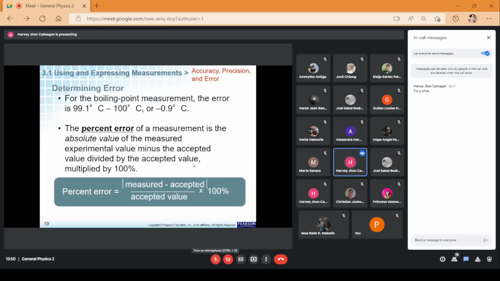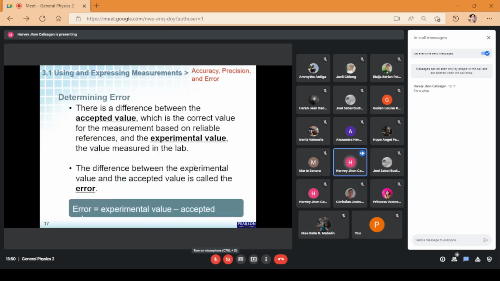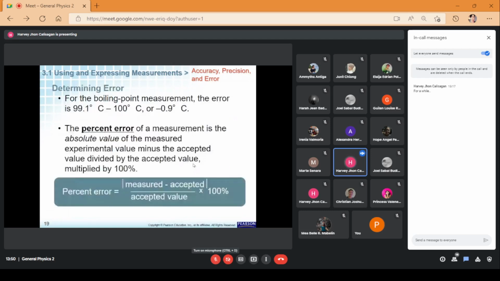All we need to do is to subtract. So we have 99.1 degrees Celsius as our experimental value, and of course our 100 degrees Celsius as our accepted and true value. Question: what will be the percentage of the product?